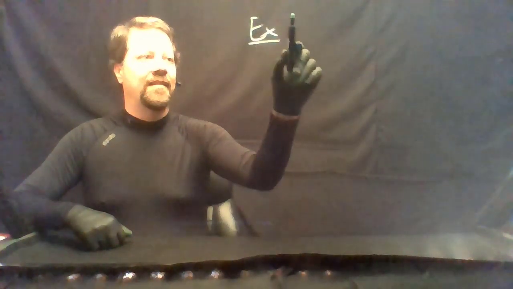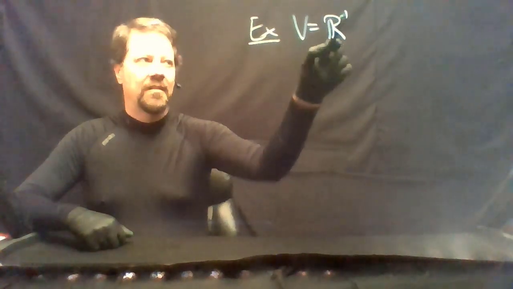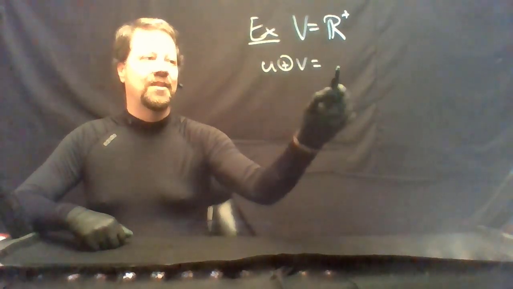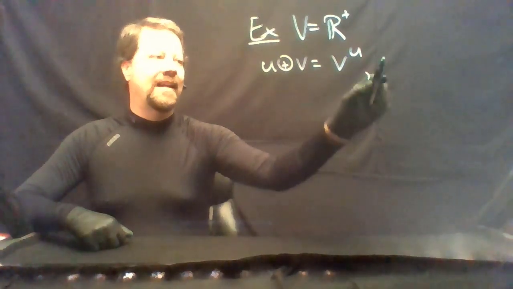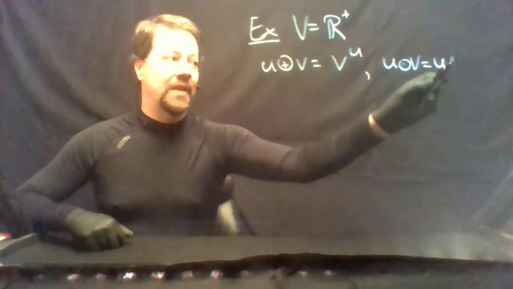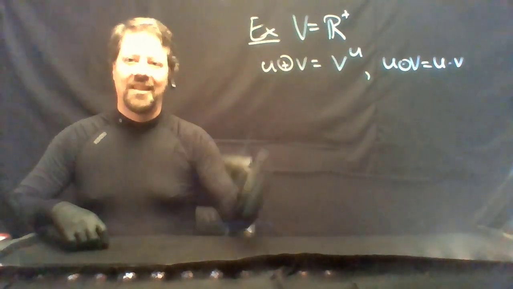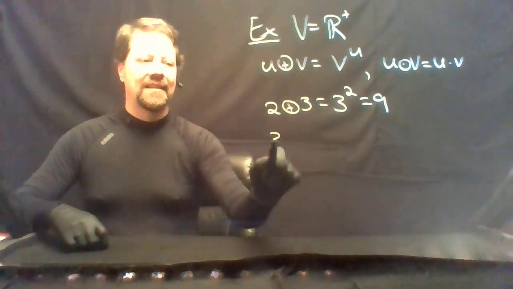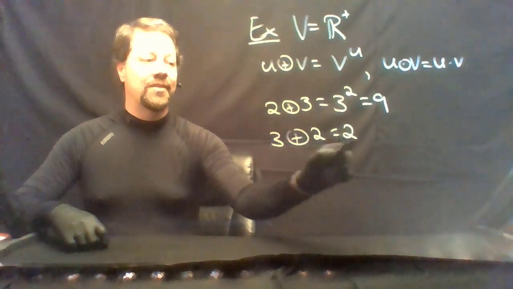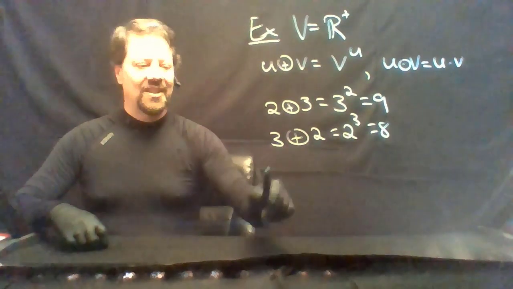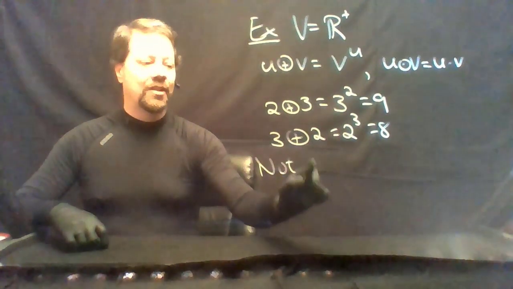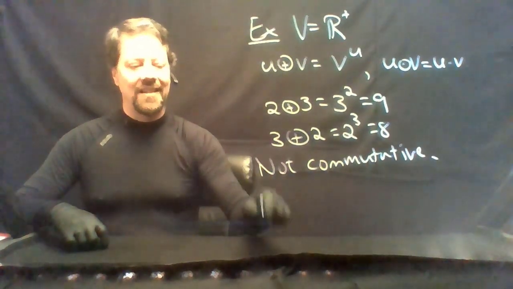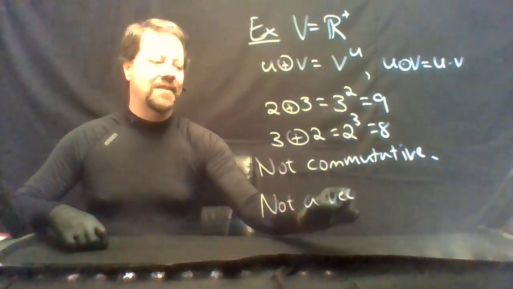What if we define the vector space to be the set of positive numbers, and we define u circle plus v to be v to the power of u, and u circle times v to be u times v, the usual notion of times. Note that 2 circle plus 3 is 3 squared, which is 9. But 3 circle plus 2 is 2 cubed, which is 8. We deduce that this is not commutative, and hence it is not a vector space.